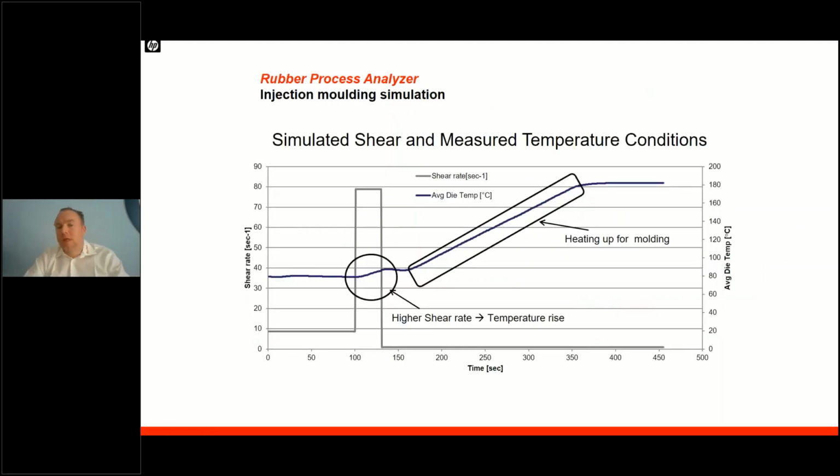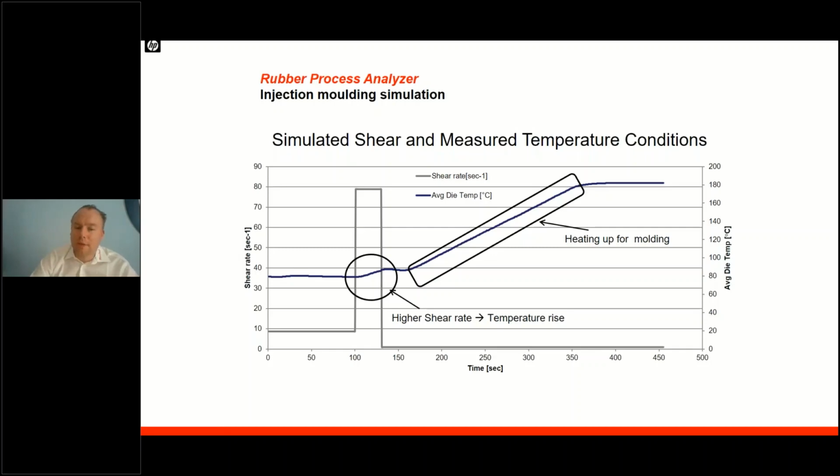This now allows us to simulate complex test sequences. For example, we have looked with one of our customers at an injection molding process, where material passes through different temperature zones, as well as experiences different shear rates while it's traversing through the machine. First, the material is fed into the injection barrel. Then we have our high shear injection phase, where the material is pushed through a nozzle into the mold, and then our temperature increase and the actual molding cycle.